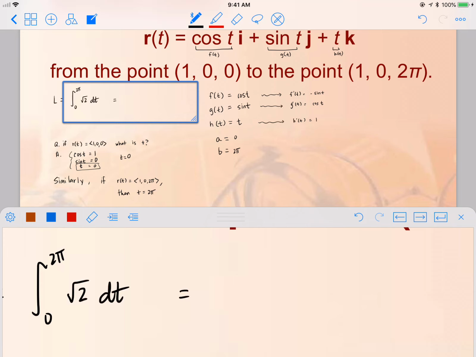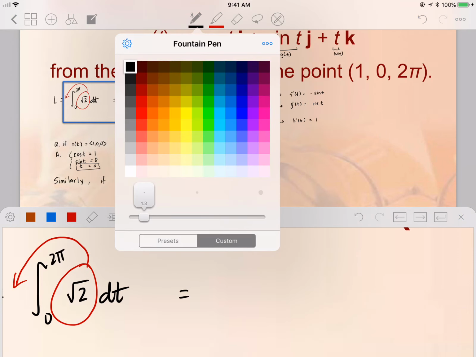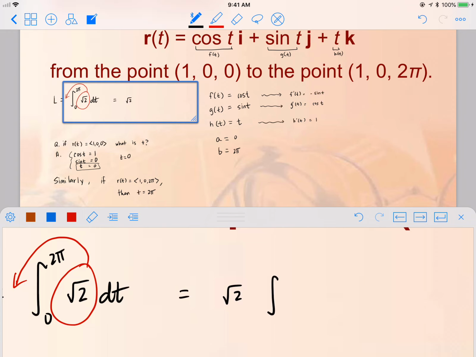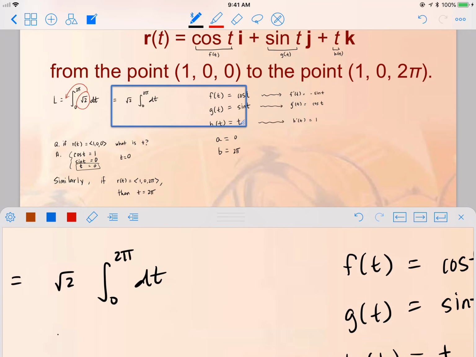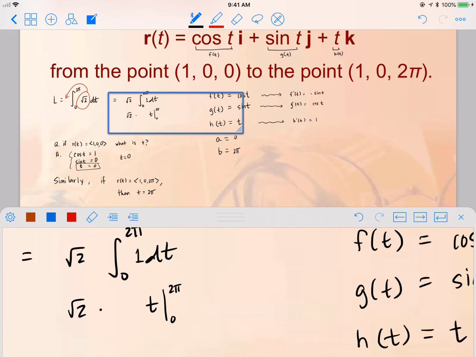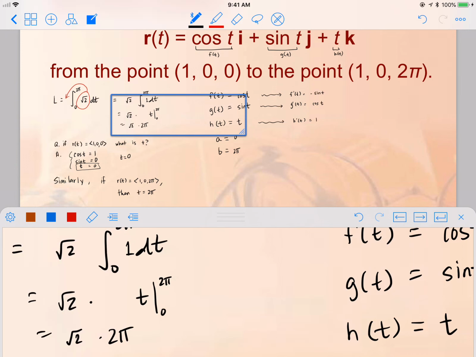We can just bring that constant out, right? Because that's a constant. So we've got the square root of 2 times the integral from 0 to 2π of dt. But that's just going to be square root of 2 times, so that's like you have a 1 there, so you'll have t evaluated from 0 to 2π. So that'll just be 2π times square root of 2. So 2 root 2 π.